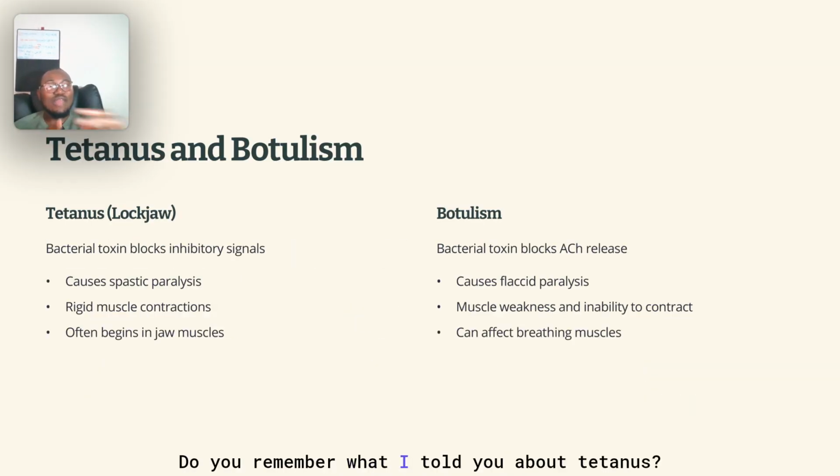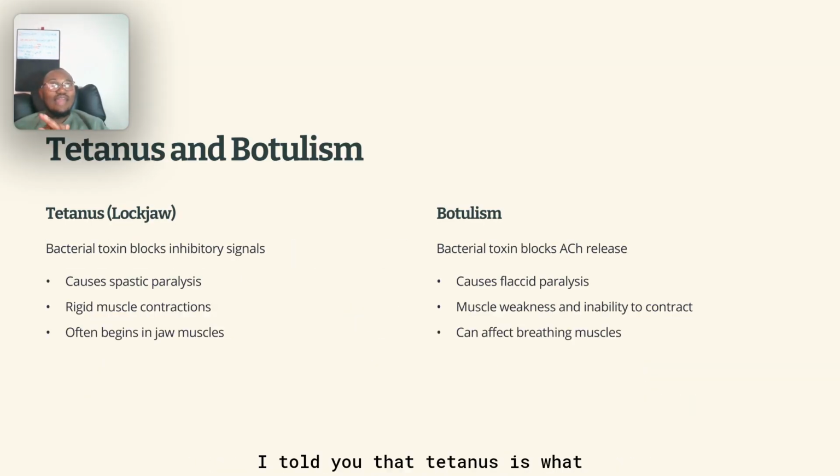Yes, did you remember what I told you about tetanus? I told you that tetanus is what? Lack of inhibitory signals. So if I tell you that something happened and there was an absence or inhibition of acetylcholinesterase at the synapse, what will it lead to? It will lead to tetanus. All right? Bear that in mind. That's the difference between tetanus and what?